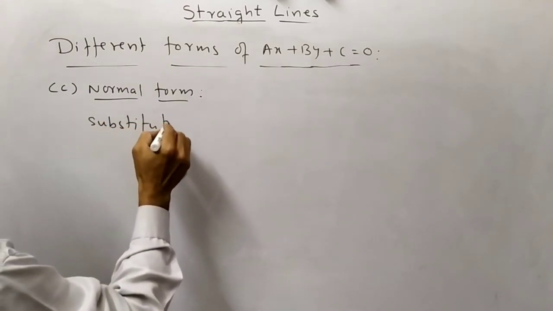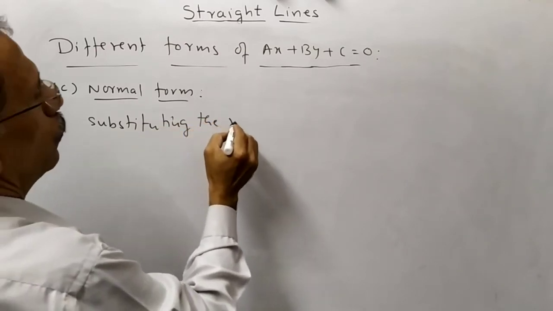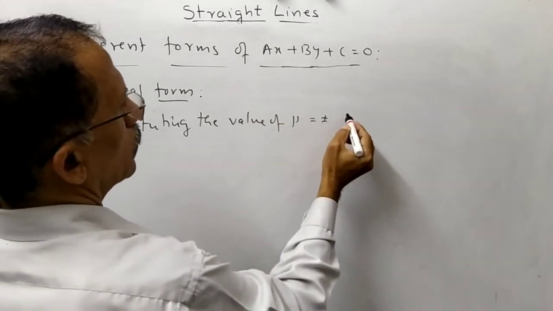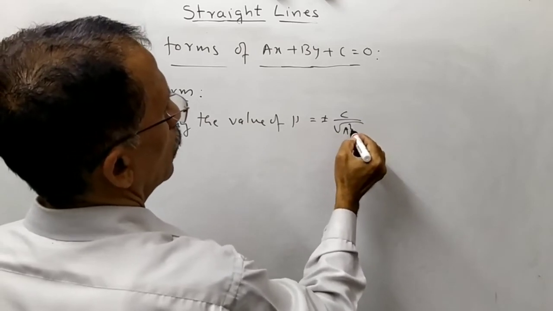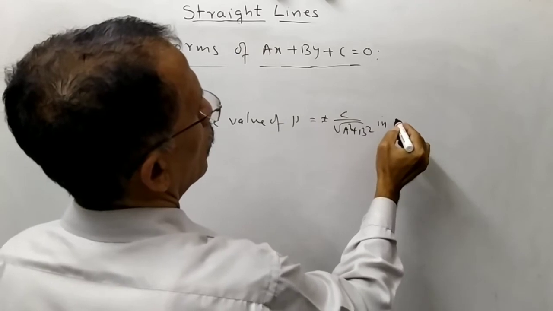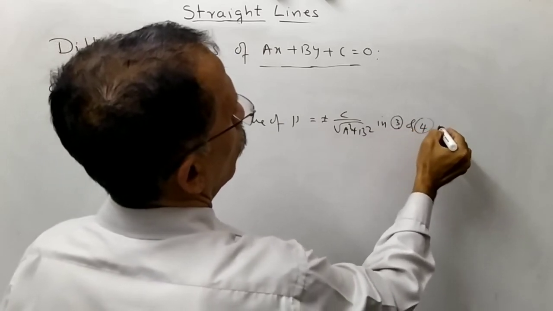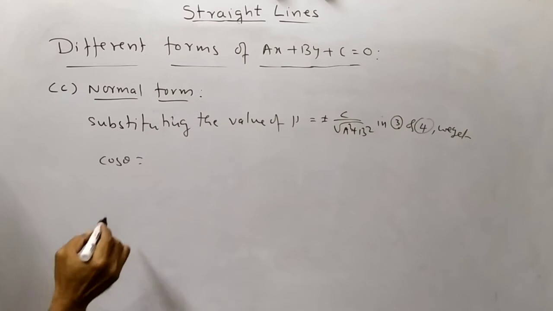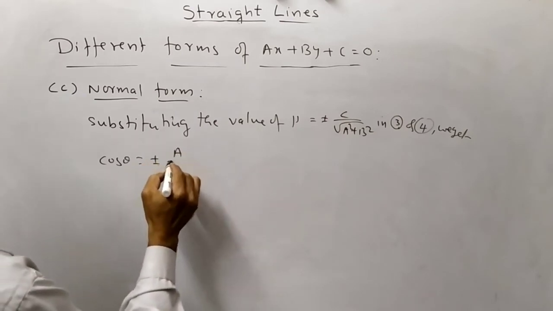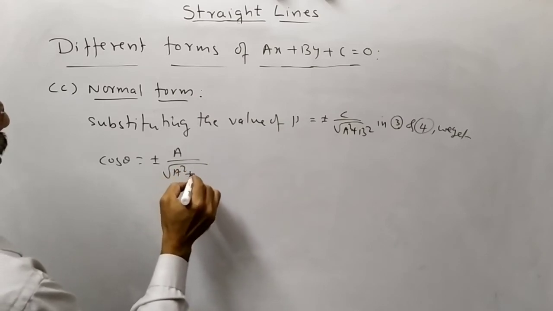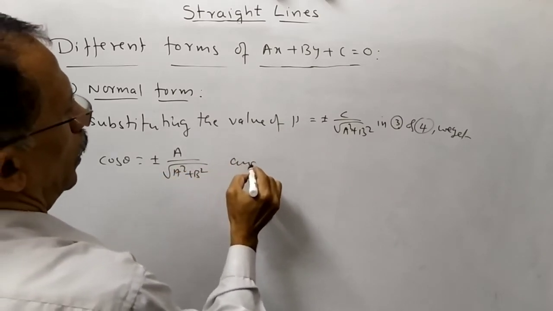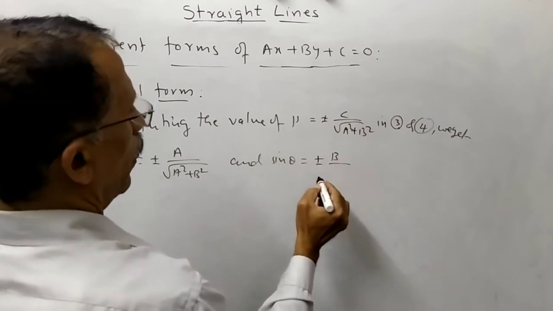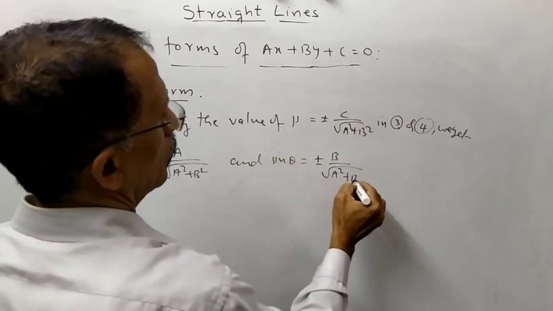Substituting the value of p is equal to plus or minus c divided by square root of a square plus b square in 3 and 4, we get cos theta is equal to plus or minus a divided by square root of a square plus b square, and sin theta is equal to plus or minus b divided by square root of a square plus b square.